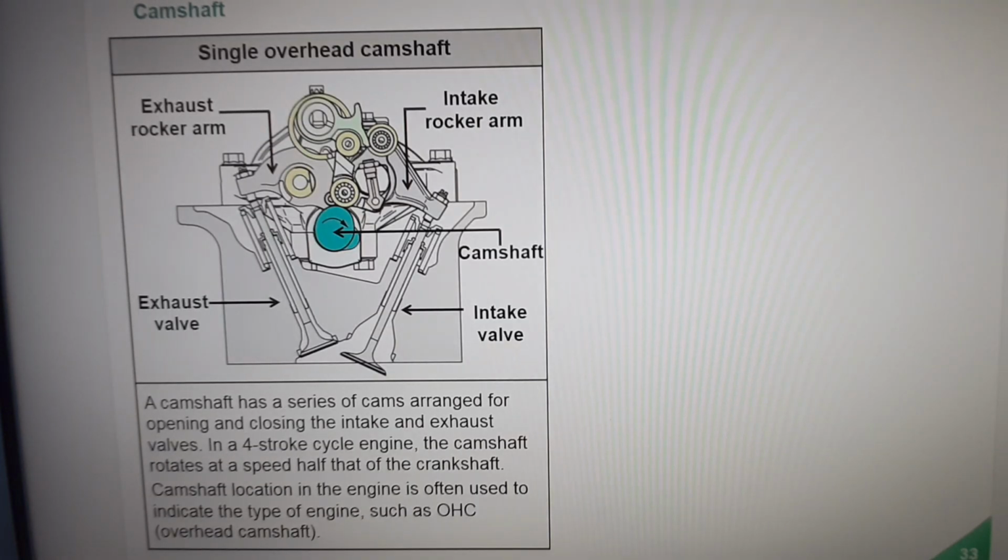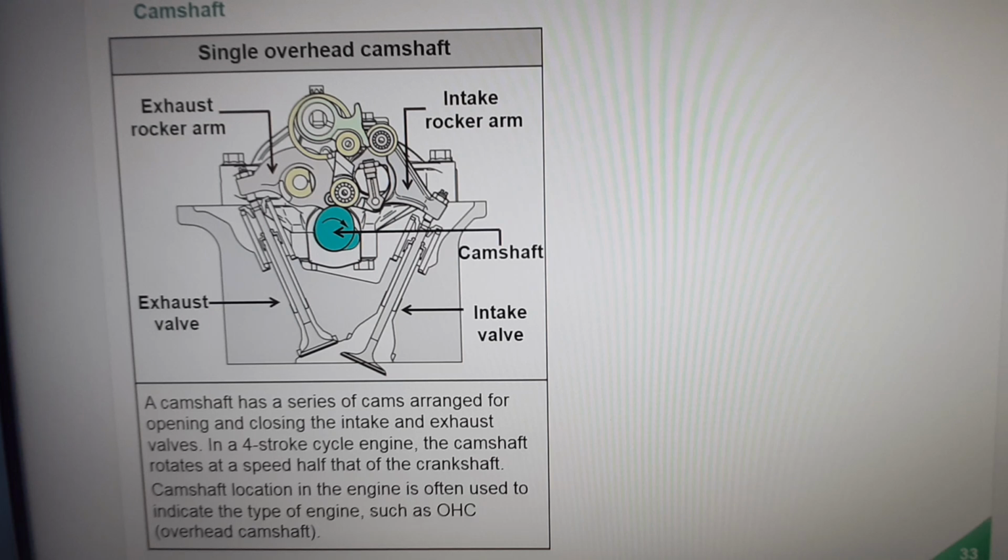Now let's learn about camshaft. A camshaft has a series of cams arranged for opening and closing the intake and exhaust valves. In a 4-stroke cycle engine, the camshaft rotates at half speed of the crankshaft. The camshaft location in the engine is often used to indicate the type of the engine.